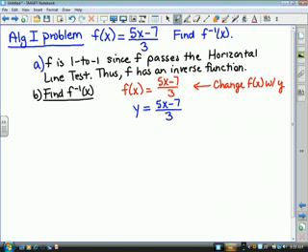Now here's what Miss West would have taught y'all to do last year, and it's not wrong, but she would have said switch the x's and y's, solve for y. Okay? That's what she would have taught you. I want you to do it a little differently because there's a reason for it in calculus. But what I'm going to tell you right here is solve for x.